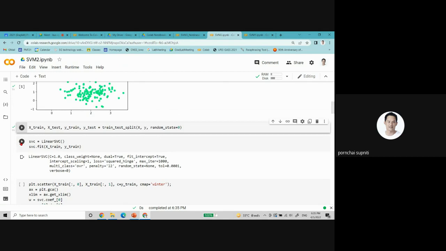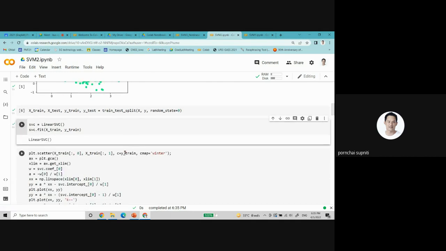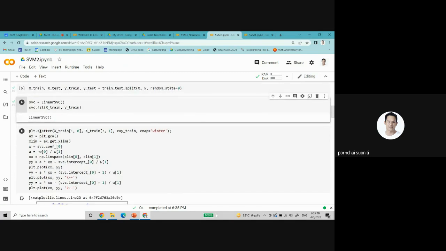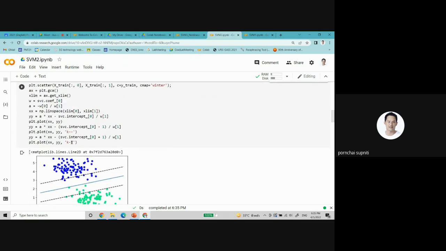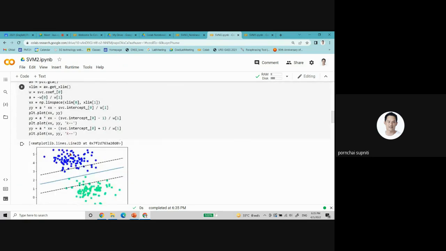And okay, and then use the linear SVC to do the training, to basically set up the model. Okay. So when it's done, we have this SVC as the model. So these commands we just plot, we plot this data. Okay, and then try to plot the boundary and also these values.